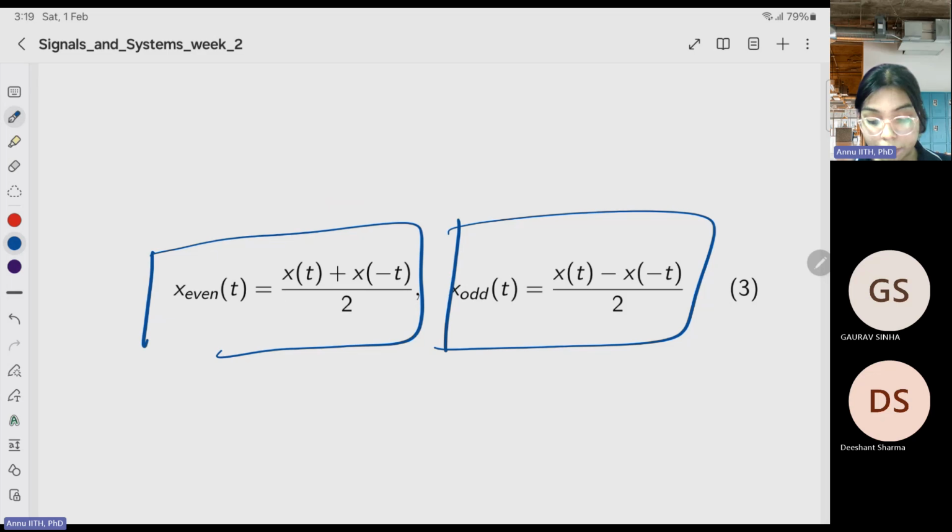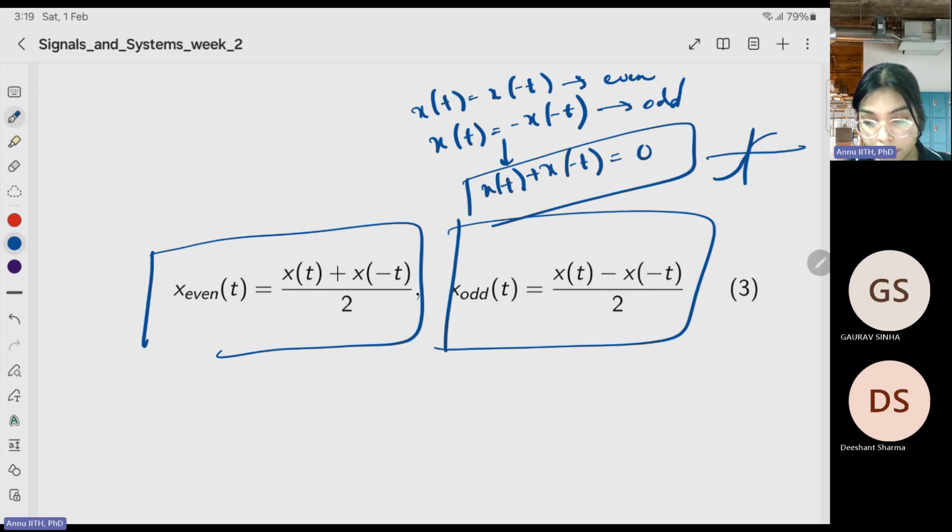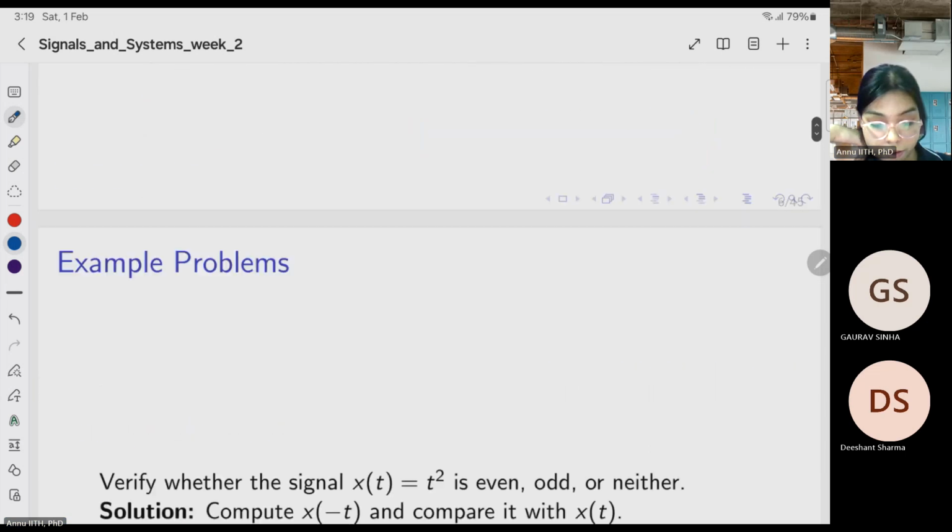Also you can derive, that is not a problem. How will you derive this property for even and this property for odd? That's why it states that for odd, x(t) plus x(-t) is equal to 0. That's why we saw this; if it is an odd signal, it equals 0 because it is negative. So the origin is always 0. Okay.